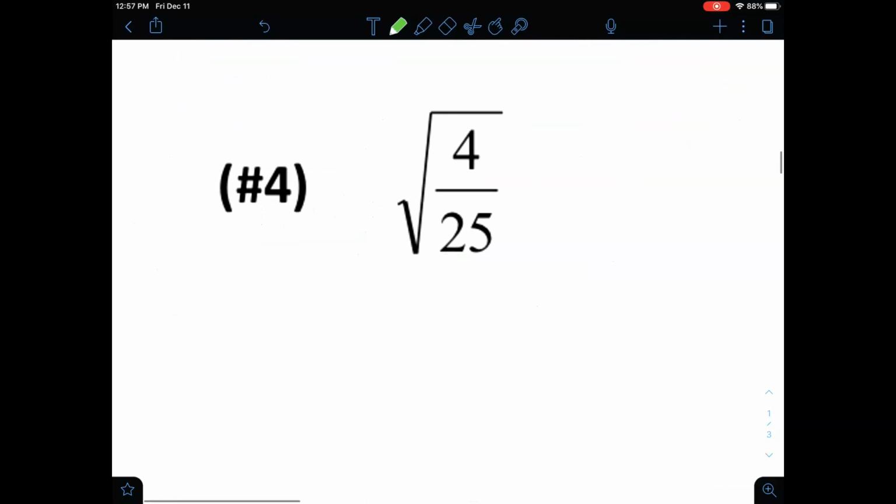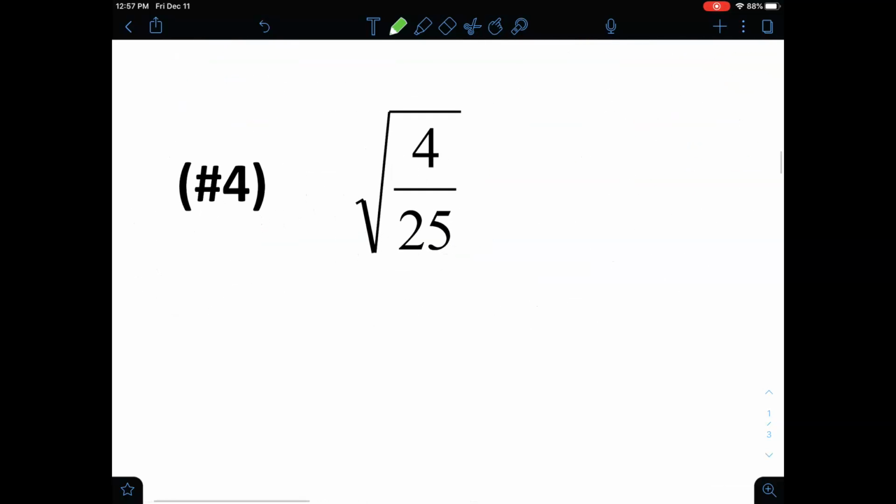All right, we got number 4. We got square root of 4 over 25. And does 4 divide by 25 nicely, or no? It actually doesn't, so we would need to split this one up. That's actually going to make it a lot nicer. You'll see in a second why.